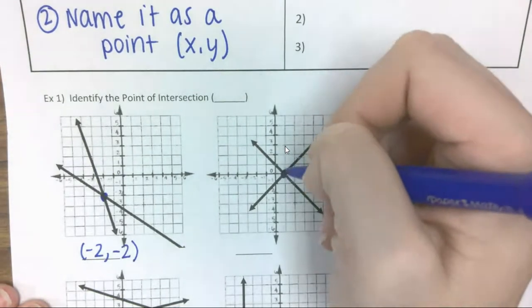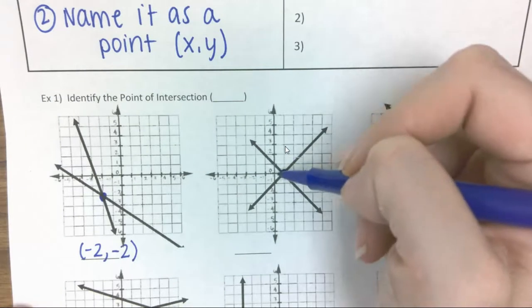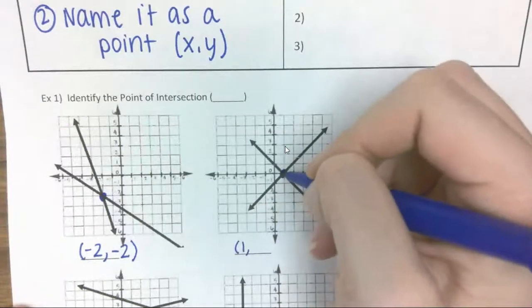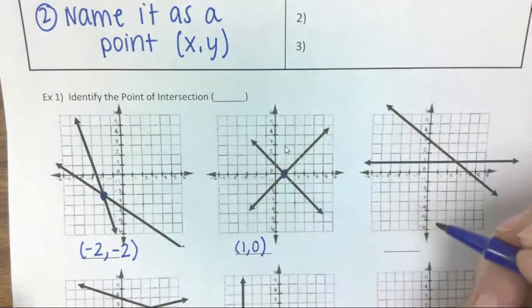The second graph, there's my point of intersection. And I have to start at 0, 0, and I go right 1. Right is positive. And I'm already there, which means I don't have to go up or down. So it'd be 1, comma 0.